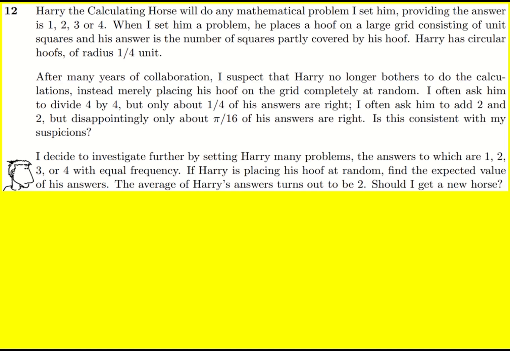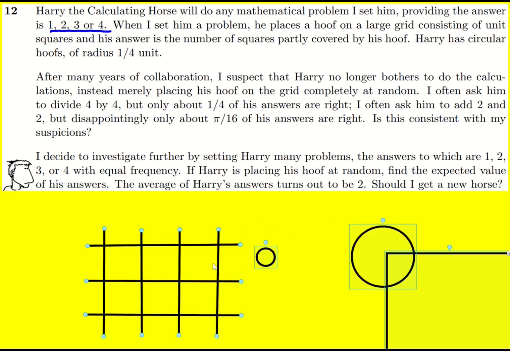This is definitely one of my favorite probability questions that I've encountered on STEP. Harry, the calculating horse, will do any mathematical problem I set him, providing the answer is 1, 2, 3, or 4. When I set him a problem, he places a hoof on a large grid, basically an infinite grid consisting of unit squares, and his answer is the number of squares partly covered by his hoof. He has circular hooves of radius a quarter unit.